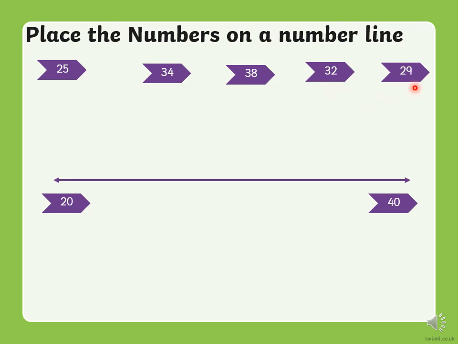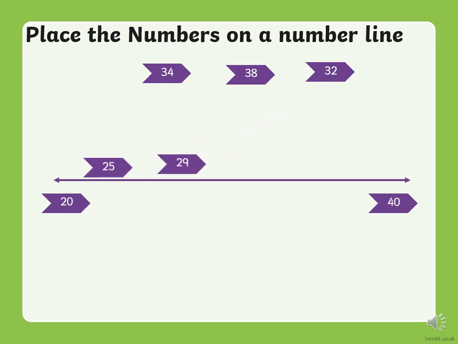So we can see 29 and 25 both have a 2 in the tens place, so they're going to be the ones that we're focusing on first. So which one is less? Oh, 25, because it's got the 5 in the ones place, whereas 29 has a 9 in the ones place. So let's pop them on the number line.